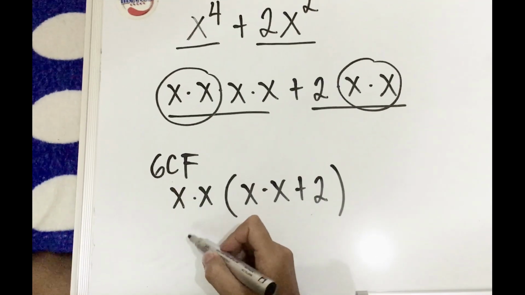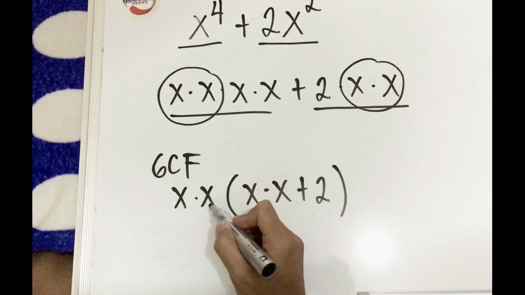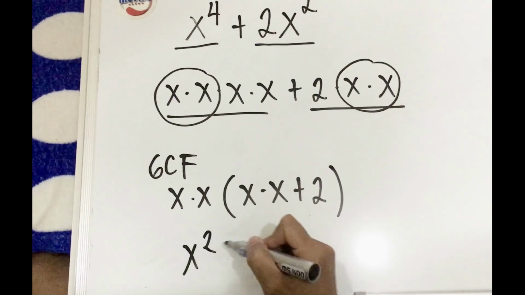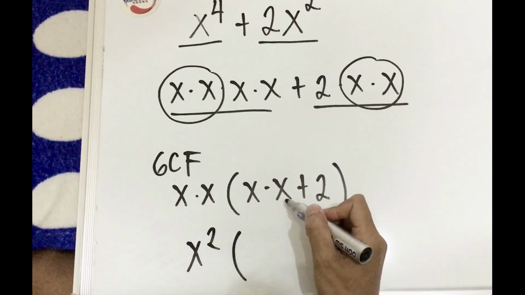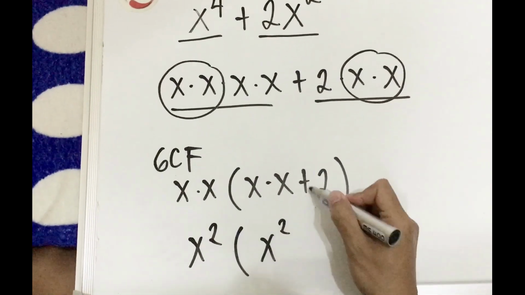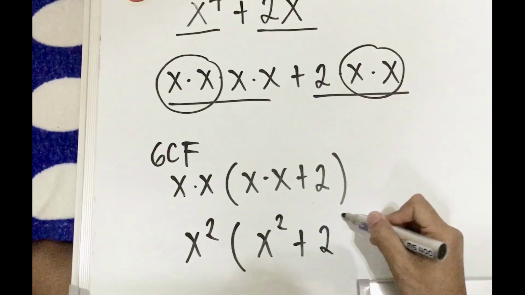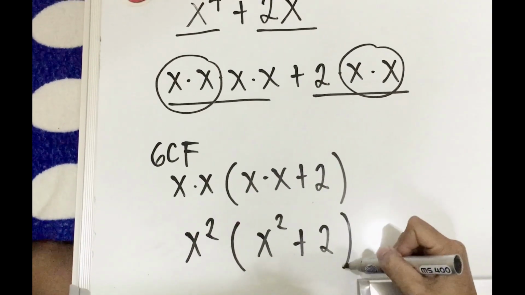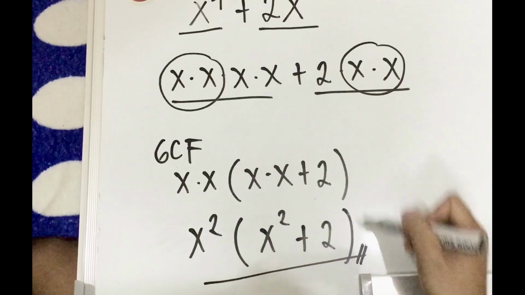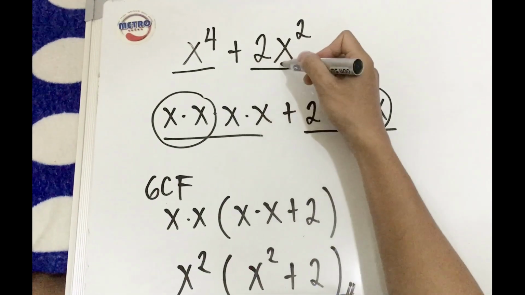Then, isimplify lang natin sila. X times x is x squared. Copy x times x, x squared plus 2 and close parenthesis. This will be the factors of x to the fourth plus 2x squared.